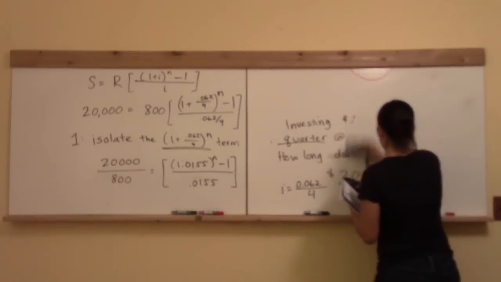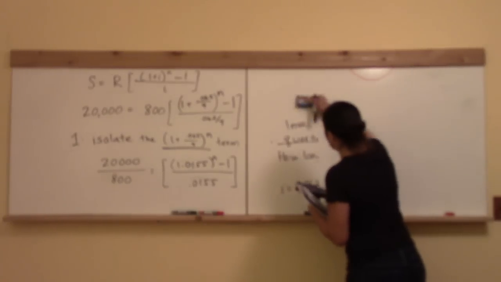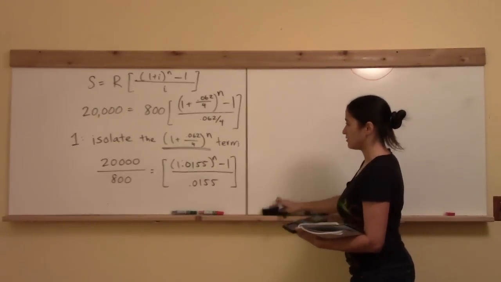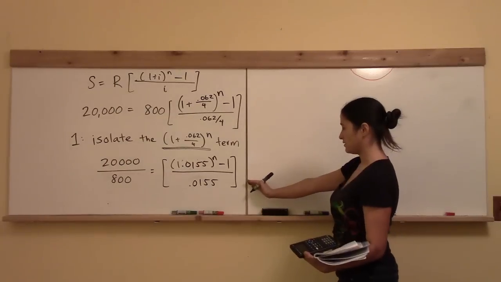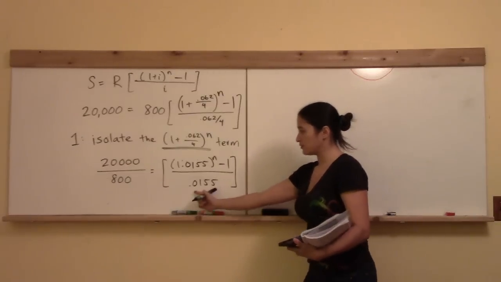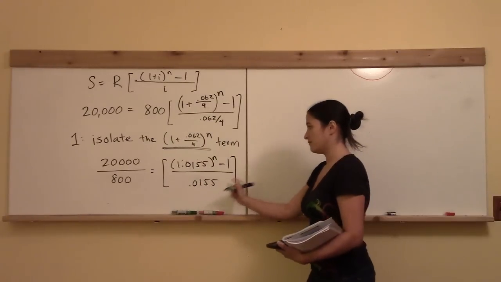You might want to do this in a shorter amount of steps, but I'm just taking it really slow so everybody can follow along. And slow and steady usually does win the race, okay? So don't be shy if you want to be slow about this. Next step, in order to isolate this term, would be to multiply both sides by 0.0155, okay?